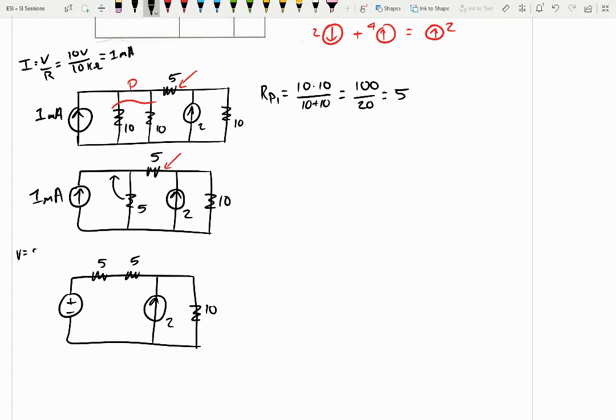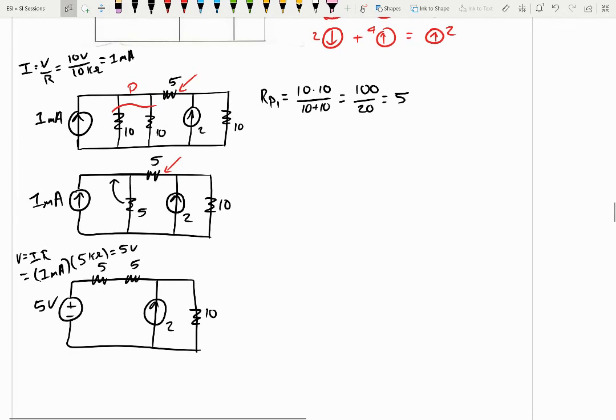Okay, but now this voltage is going to change. Voltage is the I times R. So this is the 1 milliamp. The resistance is 5 kilo ohms. So it gives us 5 volts. So now we have 5 volts instead. Okay. So we started with a 10 volt battery and went to a 5 volt battery. Then we see that these two are in series. So let's combine those down. So our series, 5 plus 5, will give us 10.